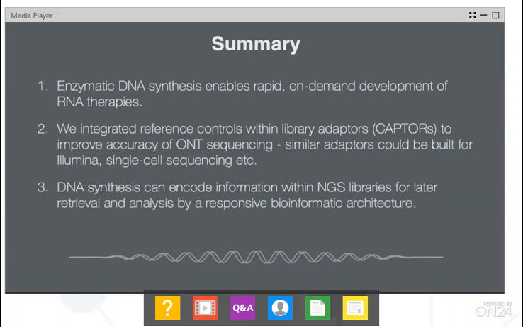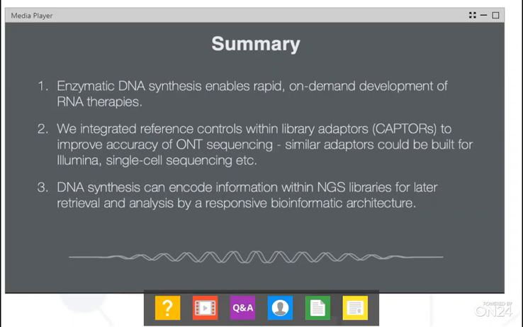Enzymatic DNA synthesis can enable on-demand, rapid DNA synthesis. At the University of Queensland, we intend to harness these advantages to develop novel, rapid, and personalized RNA technologies. Reference controls are also a central requirement to ensure the accuracy and reliability of next-generation sequencing for clinical diagnosis. And the incorporation of reference controls within our library adapters, as we've achieved here with the CAPTORs, ensures that these benefits can be seamlessly integrated within NGS libraries without requiring additional steps.